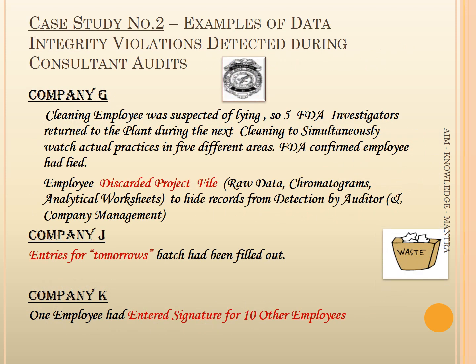Case study number 2. Examples of data integrity violations detected during consultant audits. Company G: a cleaning employee was suspected of lying, so 5 FDA investigators returned to the plant during the next cleaning to simultaneously watch actual practices in 5 different areas. FDA confirmed the employee had lied. An employee discarded project files, raw data, chromatograms and analytical worksheets to hide records from detection by the auditor and company management. Company J: entries for tomorrow's batch had been filled out. Company K: 1 employee had entered signatures for 10 other employees.